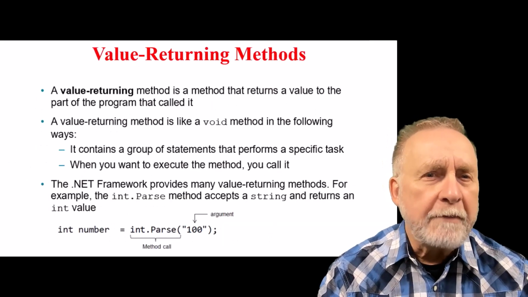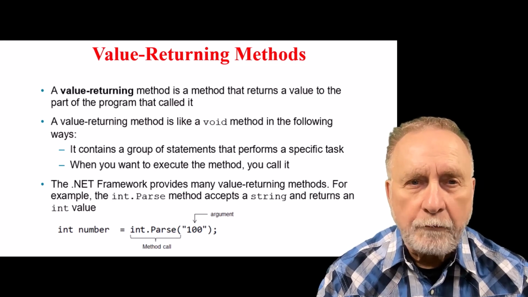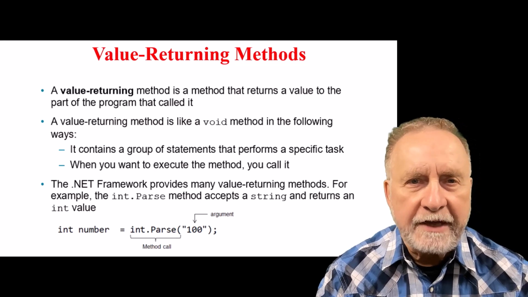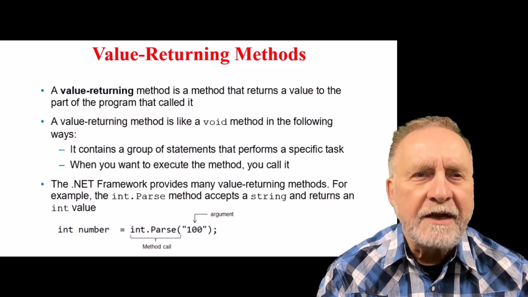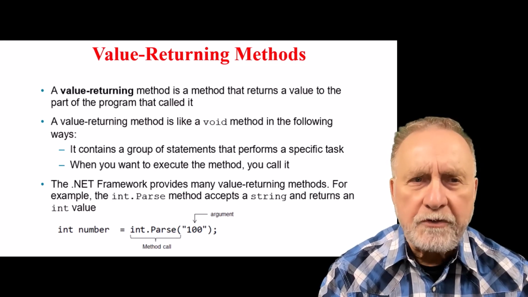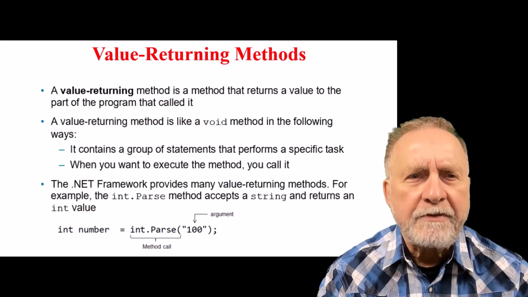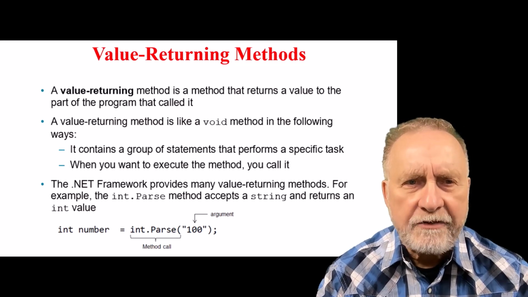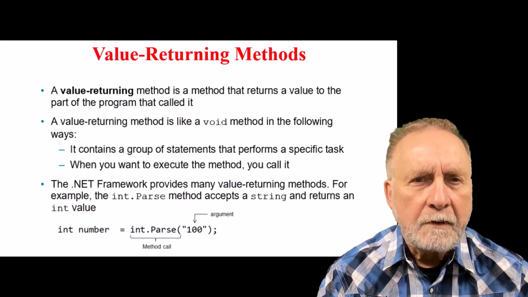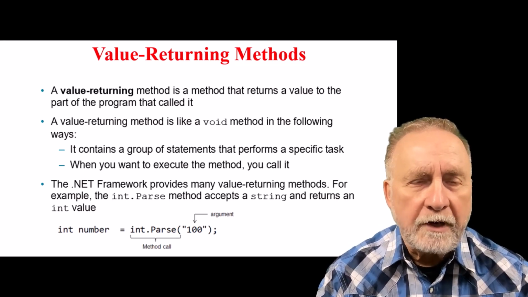A value returning method, the second type of method, returns a value to the statement that called it. We didn't see that. Instead of using the word void in the method heading, it uses the data type that it is returning. We haven't seen these yet, but we will soon. It's like a void method in that it contains a group of statements that perform a specific task. And you simply call it. What's different is that it returns a value to the calling part of the program.